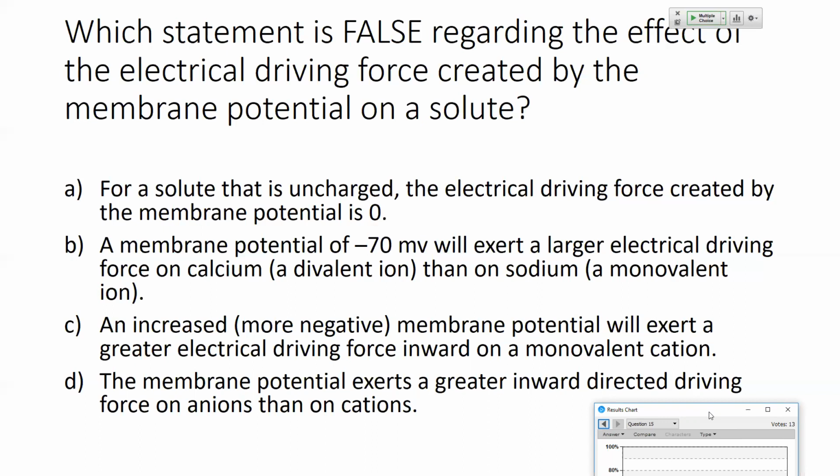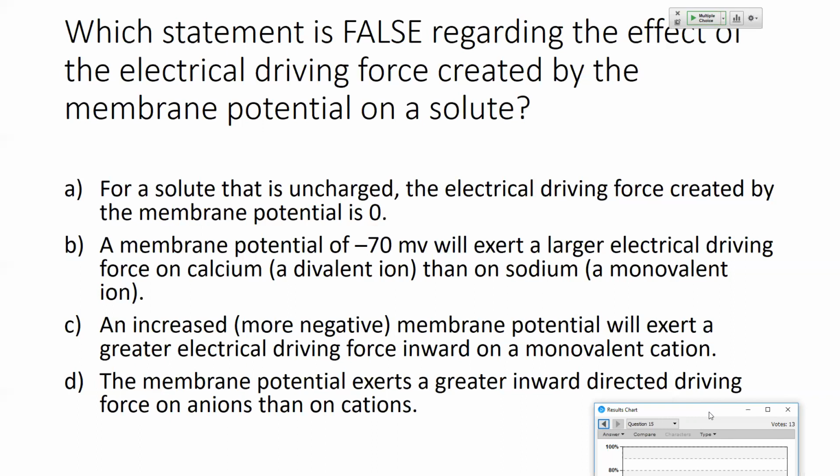C is an increased or more negative membrane potential will exert a greater electrical driving force inward on a monovalent cation. This is true, right? If we have a greater membrane potential, there's a greater separation of charge, and so a positively charged ion, which is a cation, will want to move into the cell with a greater force. Right? So C is true.